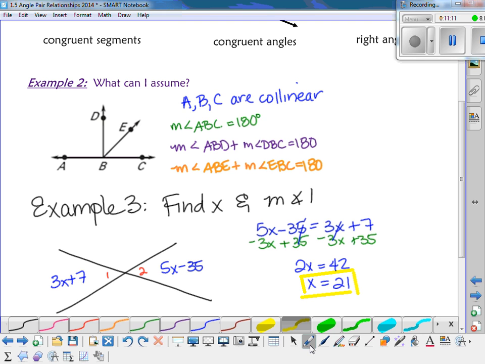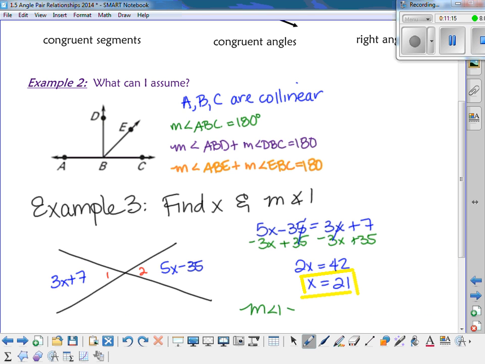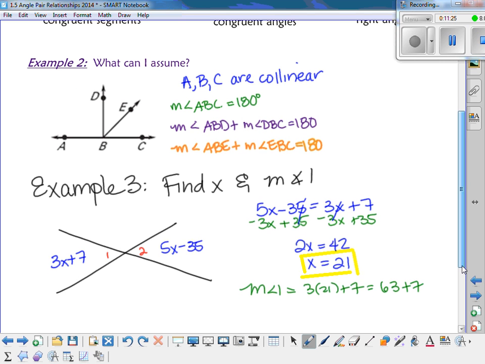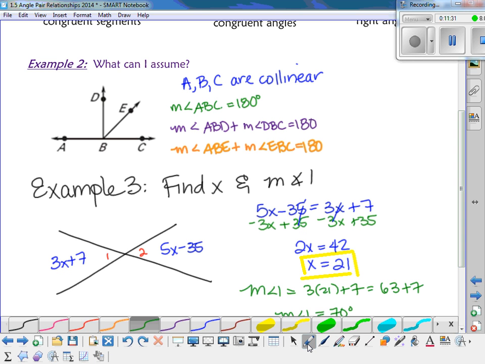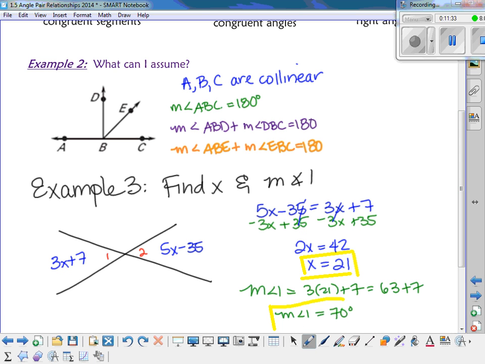So I plug it back into the expression. It's going to be 3 times 21 plus 7. So that is 63 plus 7. So I know the measure of angle 1 would have to equal 70 degrees. And then that's also what angle 2 is going to measure because they are vertical angles. You can plug it in and make sure it works and make sure you did it correctly.